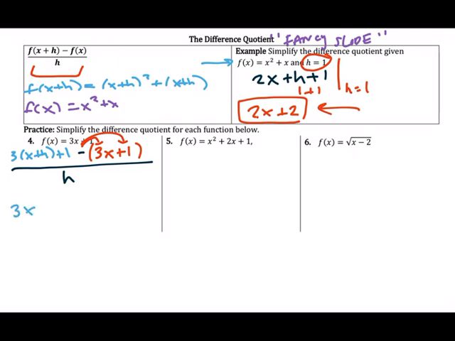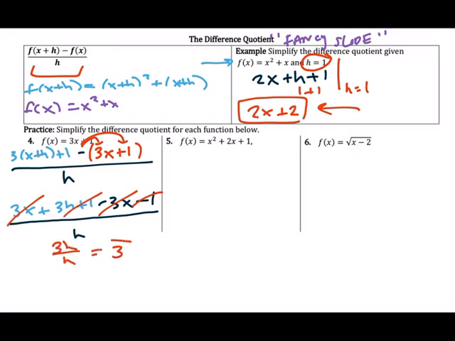If I distribute, 3x plus 3h plus 1 minus 3x minus 1, all over h. Let's see what adds to be 0 here. Negative 3x and positive 3x, negative 1 and positive 1. So I have 3h over h, which is going to simplify in this case to just be 3.